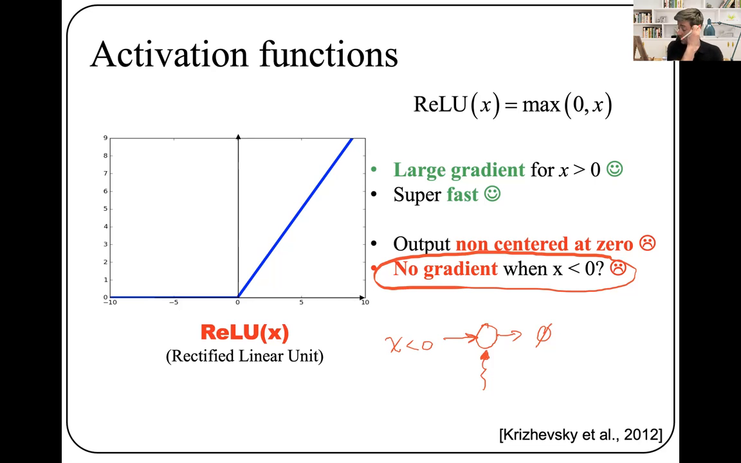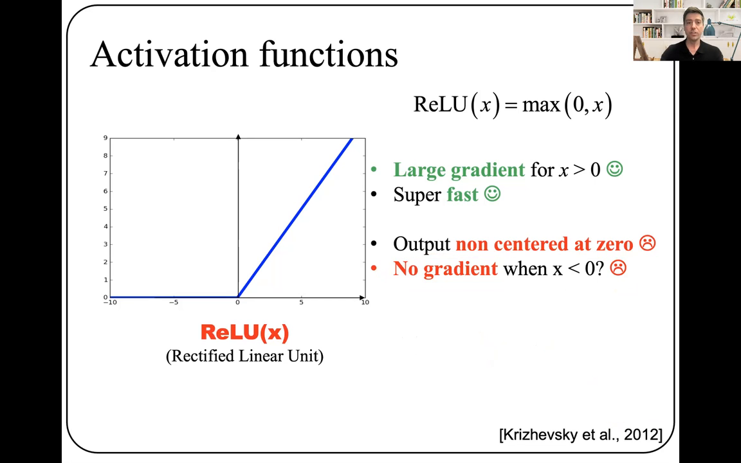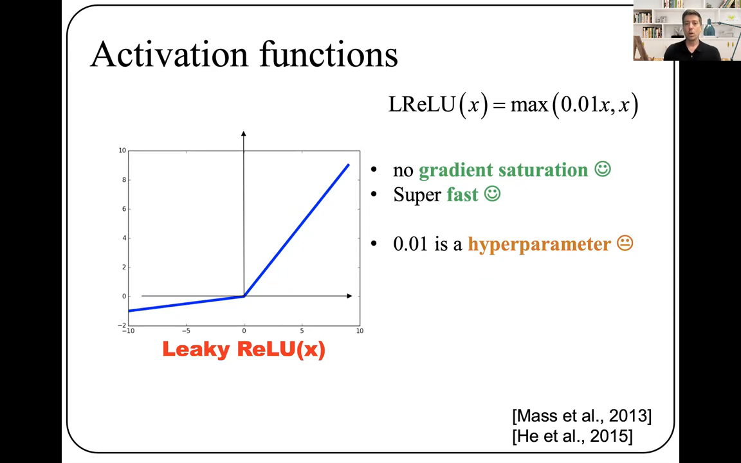Okay. And if this is the case for all the training samples, then basically the network will completely ignore this neuron. Okay, so this is called the dying neuron problem. So how can we solve this last problem? Well, there are several ways of doing it. One very interesting solution is called the Leaky ReLU.